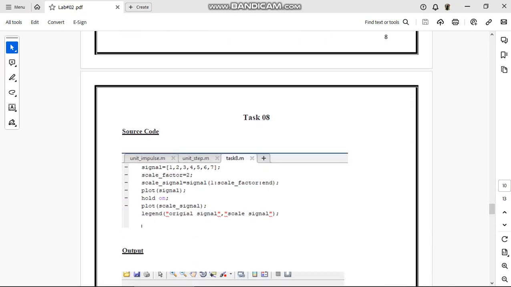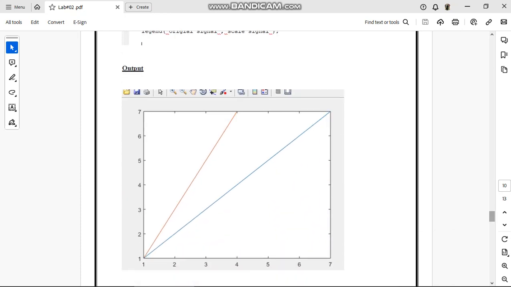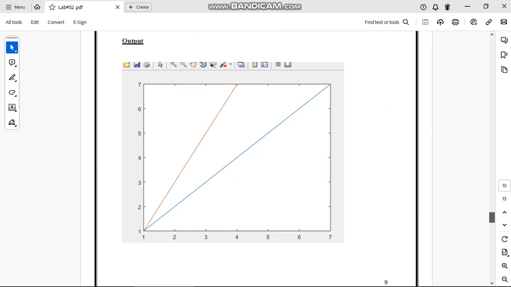Then moving on to task 8. In task 8 we have to perform scaling of the signals. Our signal is 1 2 3 4 5 6 7, random. You can take any value. Then we have defined the scaling factor, which is very important in scaling. In this case the scaling factor is equal to 2, and then we have used a plot command to plot the signal, hold on command, and in the legend we have given original signal and scaled signal, and the output is being shown. In the output you can see that the blue line is showing the original signal and the red line is showing the scaled signal.